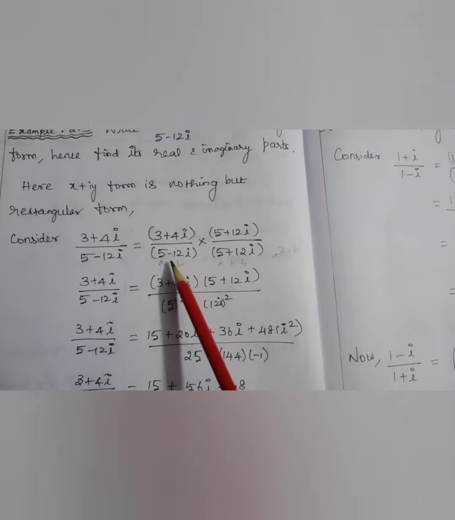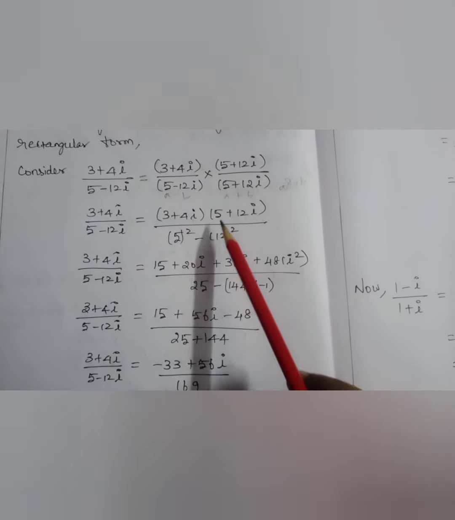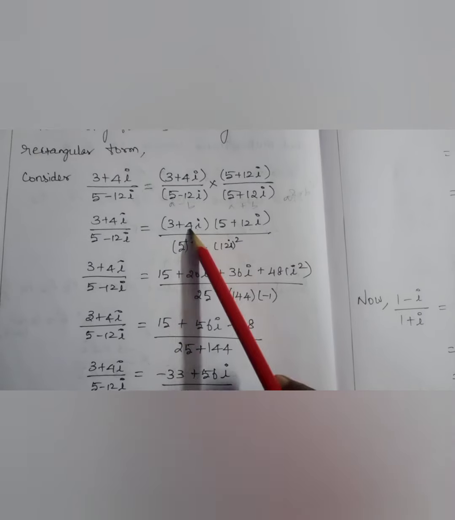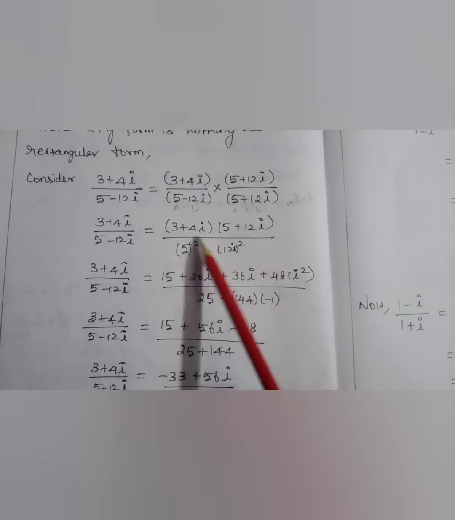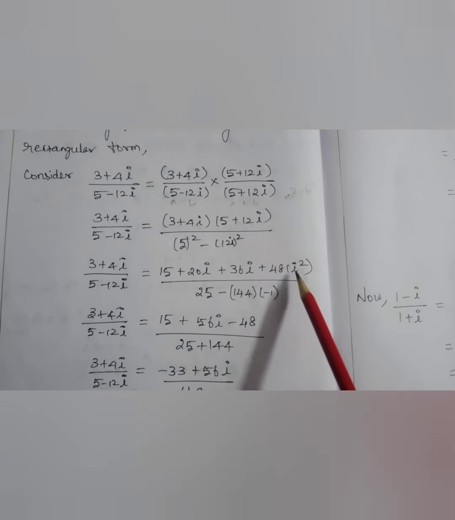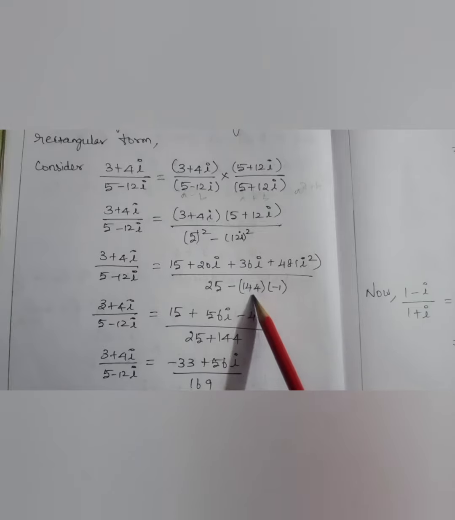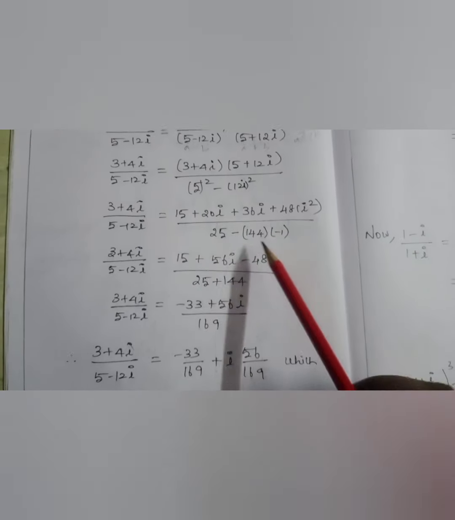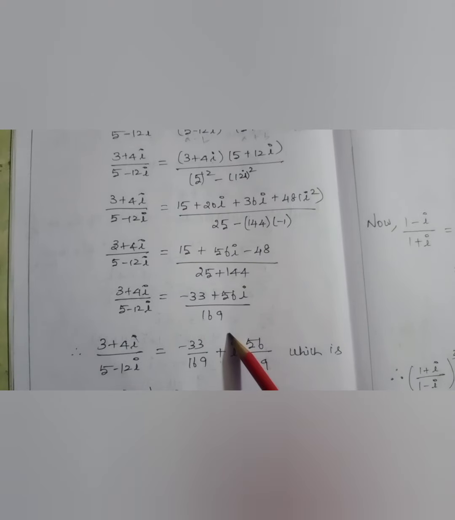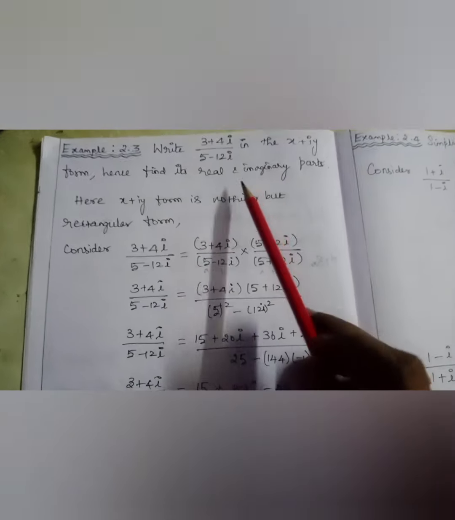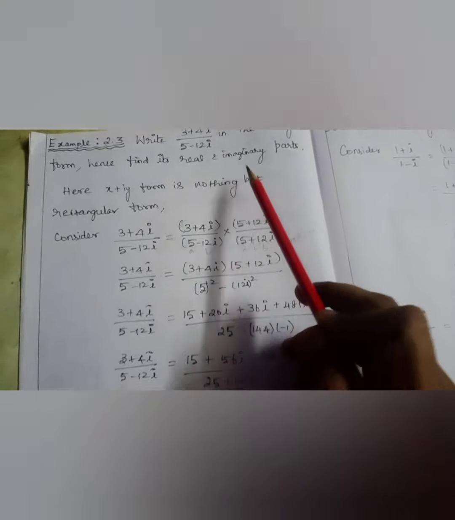So it will be 5 square minus 12i the whole square, and in the numerator 5 into 3 is 15, 5 into 4 is 20i, again 12 into 3 is 36i, and 12 into 4 is 48, i into i is i square. In the denominator, 5 square is 25, 12 square is 144, and i square is minus 1. So we get minus 33 plus 56i by 169, and we are asked to write it in the rectangular form, that is, find its real and imaginary parts.